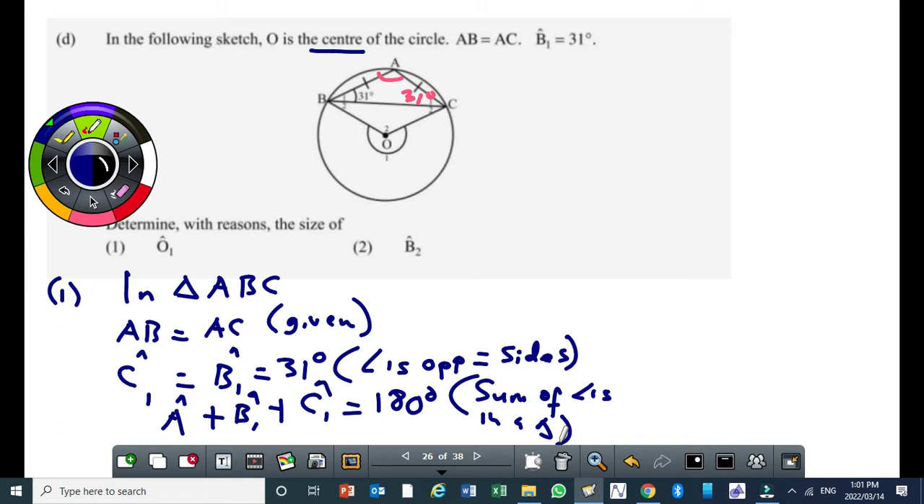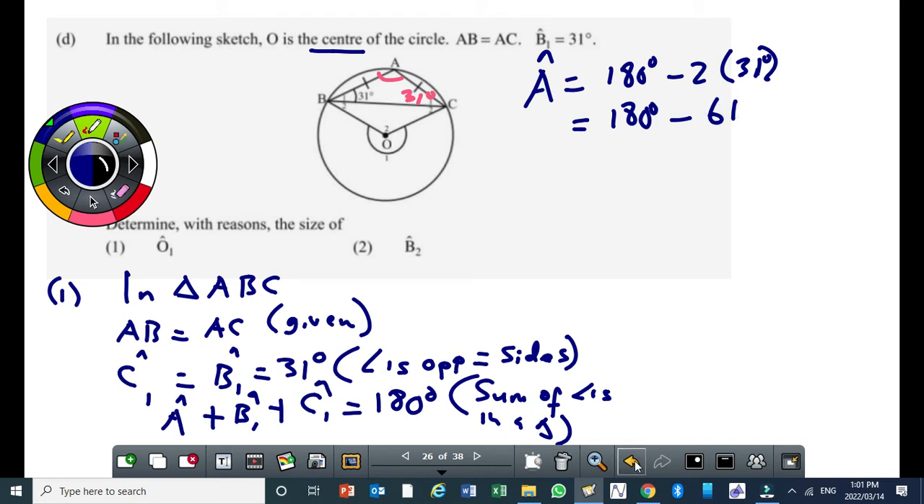So what that means is that angle A will be equal to 180 degrees minus 2 times 31. So this will give me 180 degrees minus 62. And that will give me 118 degrees.